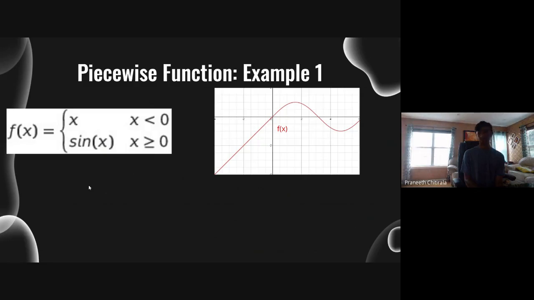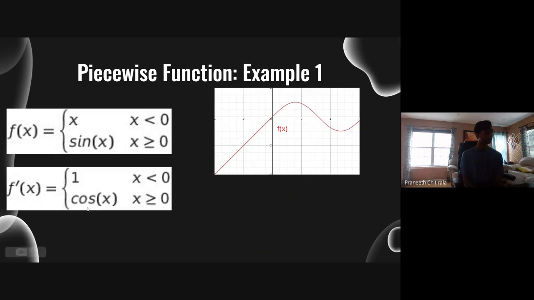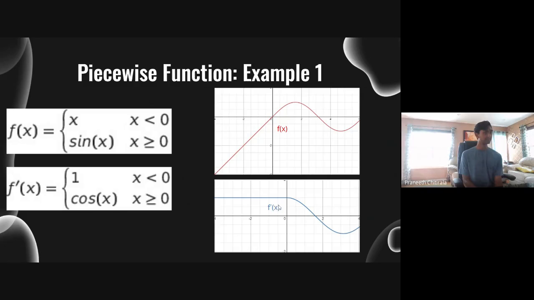So getting the derivative of f of x gives you this. The derivative of x we've seen before is 1. And the derivative of sine of x you've seen before is cosine of x. And this is the function that we will see here. This is the function for the derivative of f of x.